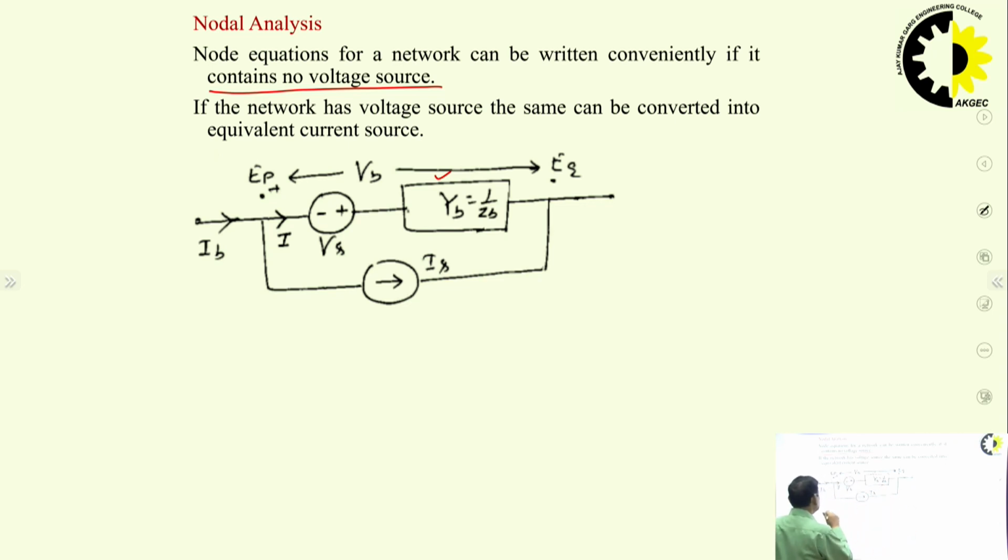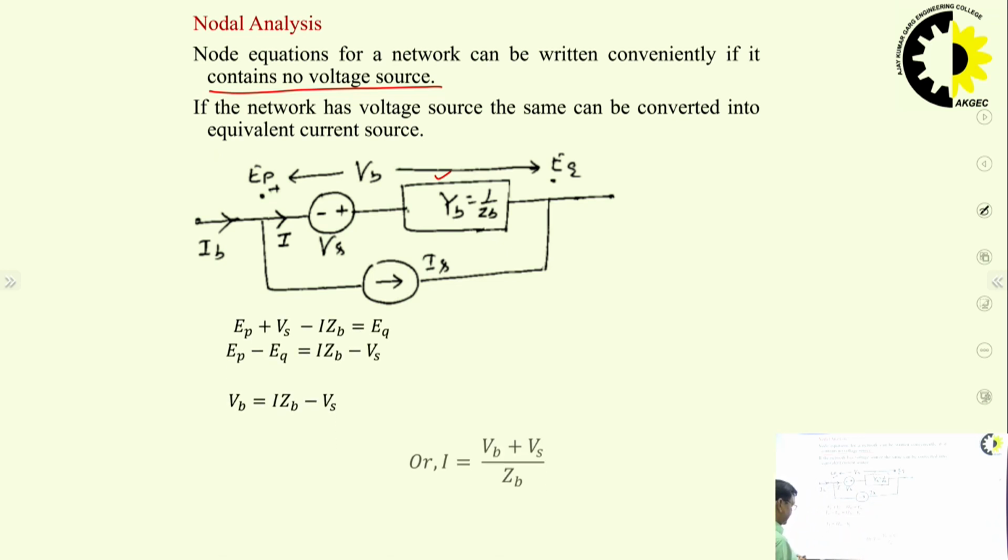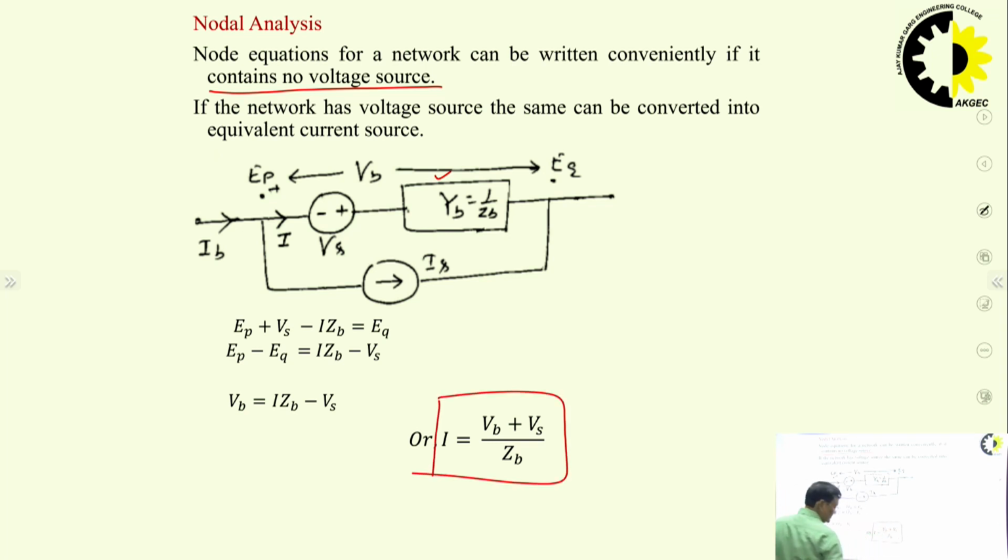Here we write the same equations we explained earlier. So, this is the current. In the nodal analysis the equations are in terms of current variables, whereas loop analysis is in terms of voltage. So, I is equal to YB (V plus VS), where YB is the inverse of ZB.